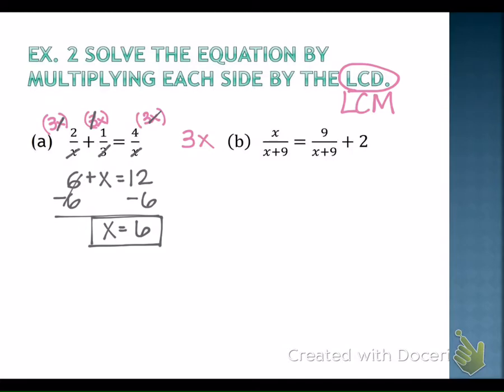All right, look at letter B. Now again, check those denominators. We've got an x plus 9 and an x plus 9. Can either of those be factored down further? No, they're not a difference of squares. There's no GCF to pull out. So x plus 9 is as factored as it's going to get.